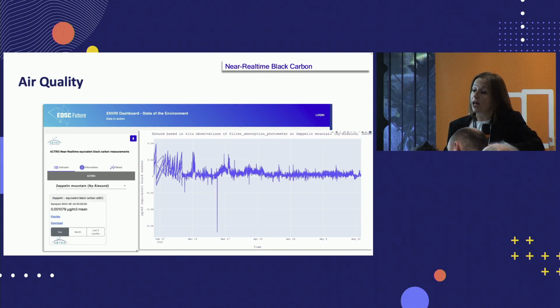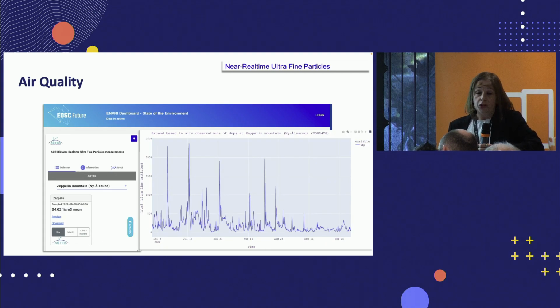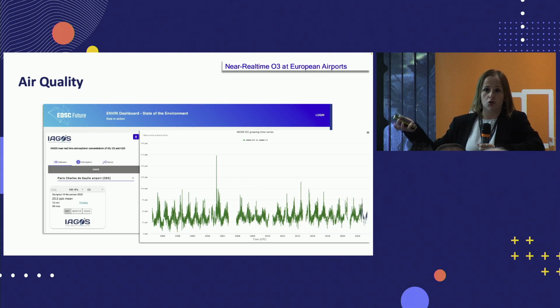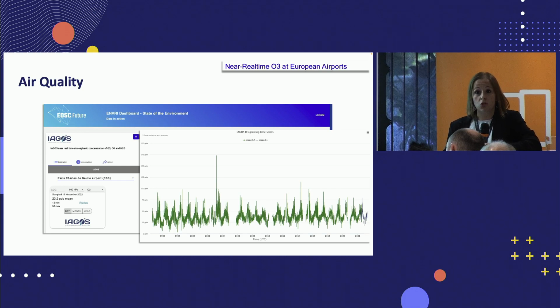you can see near real-time black carbon measurements, ultrafine particles, or concentrations of, for example, the ozone at European airports. By interacting with the frame, you can choose to preview. There is a preview button on this frame. And with this, you will be directed to the supporting services behind the dashboard, which in this case gives you the time series as this is provided from the measuring station and the supporting infrastructure.